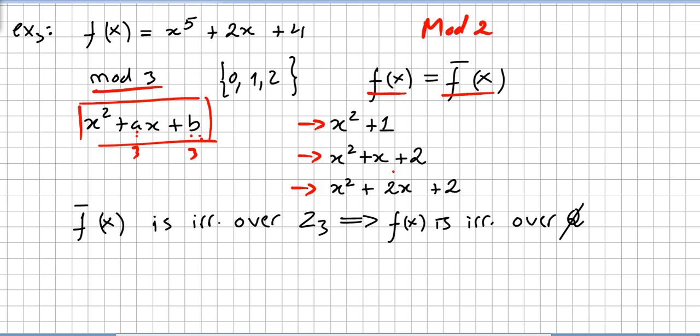Just perform long division here, and if you do that, you will see that it is not possible for any of them. So we can say that f bar is irreducible over Z3, so that implies that f of x is irreducible over the rationals. It's pretty obvious that it is totally unnecessary to check for cubic or fourth degree factors here. That's totally useless.